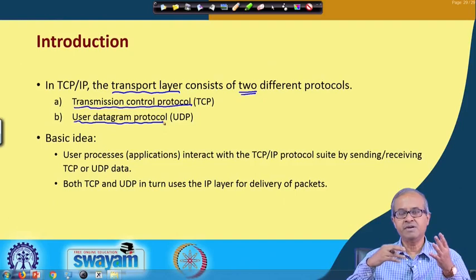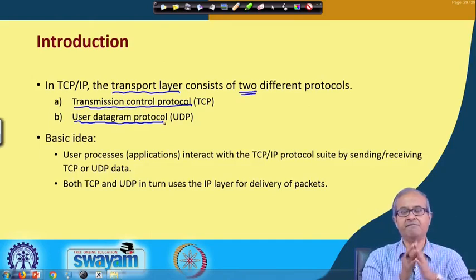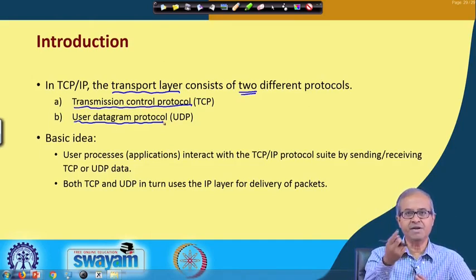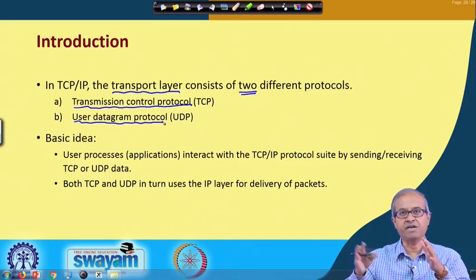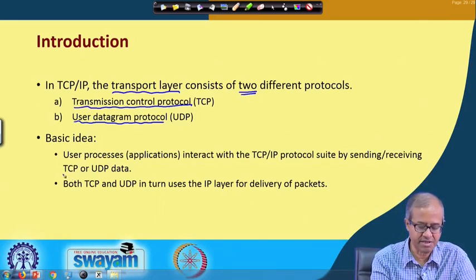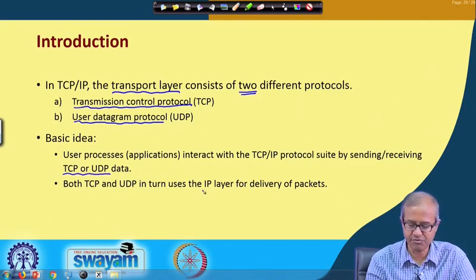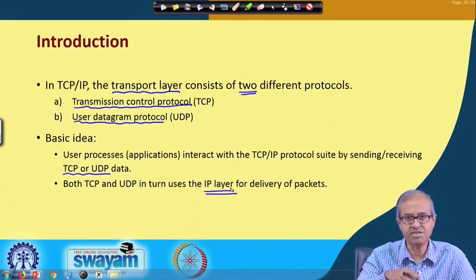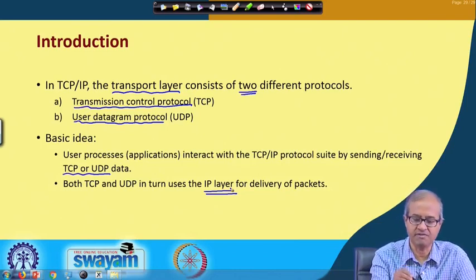Now, the basic idea is whenever there is a user program, some program which is trying to send or receive data from some other host on the internet, it interacts with either the TCP or the UDP layer. Suppose I want to send data, I can give my data to TCP, TCP in turn will give it to IP and IP will actually send or route the data via the data link layer which is below it. Okay. This is how it works. The user process will interact with either TCP or UDP and TCP and UDP will be using the IP layer which is below it at the network layer level.